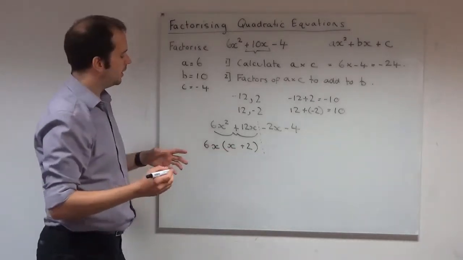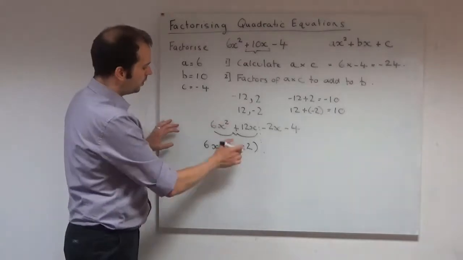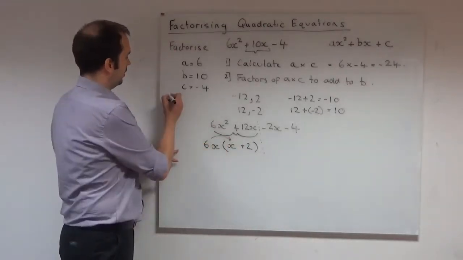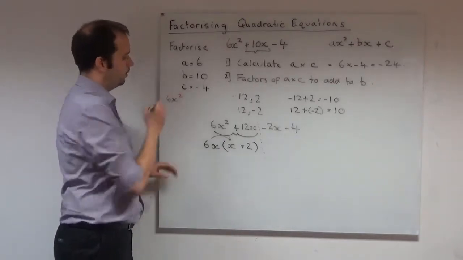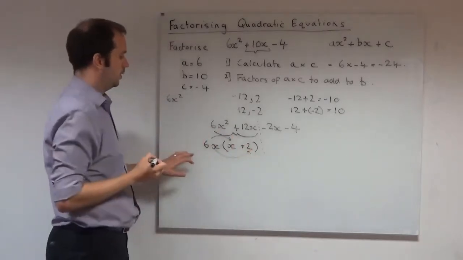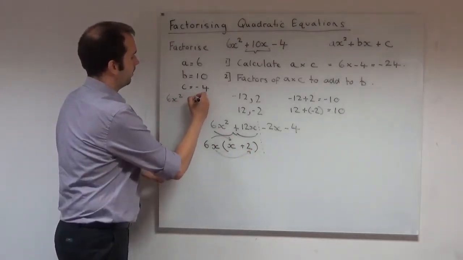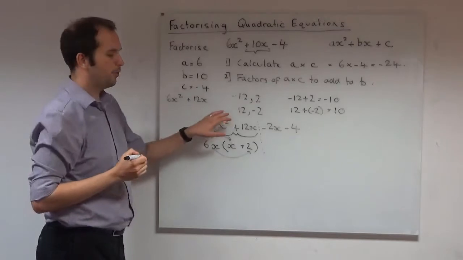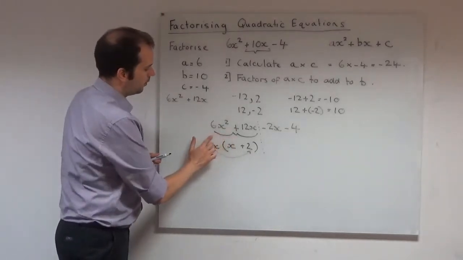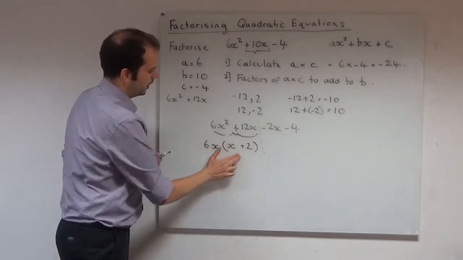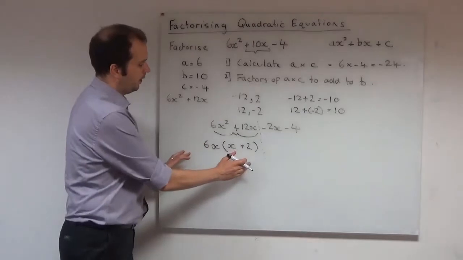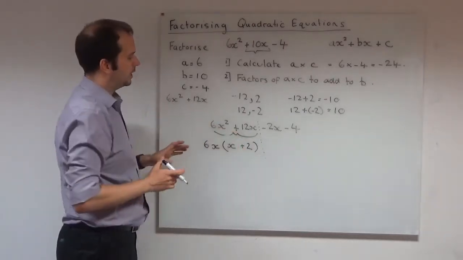And as a quick check, to see if you've done it correctly, if you multiply your bracket back out, if we do 6x times x, we get 6x squared. And if I do 6x times 2, I get 12x. And that brings me back to what we had before we tried to factorise that bit. So I know I factorised it correctly. So I've taken the first two terms and factorised them, and I know that's correct because I've checked it.